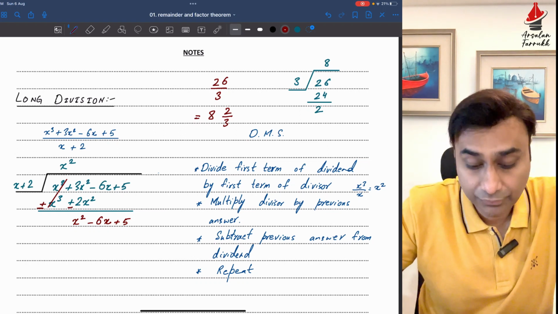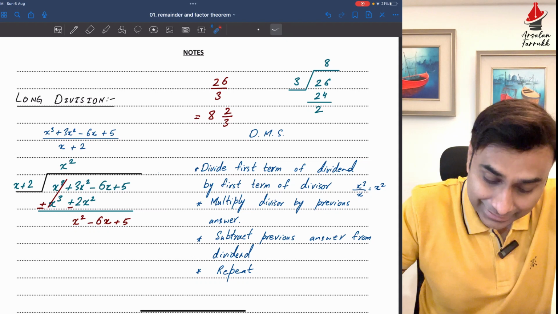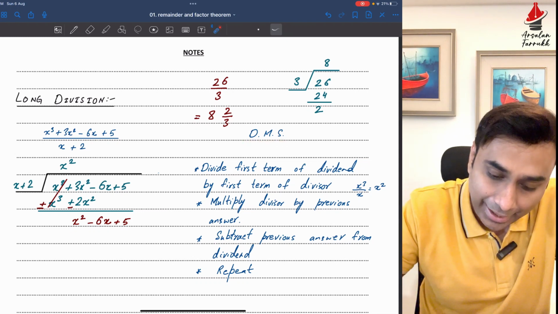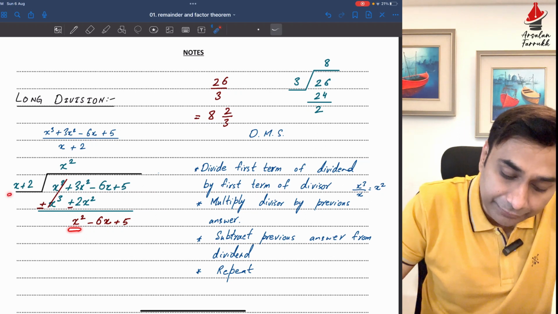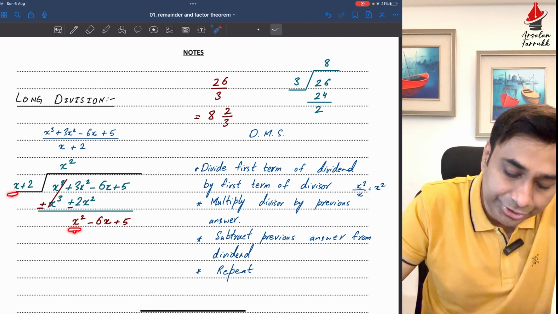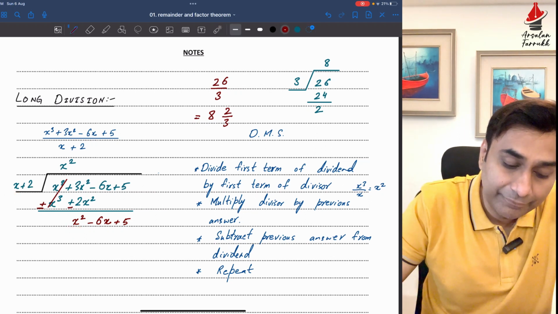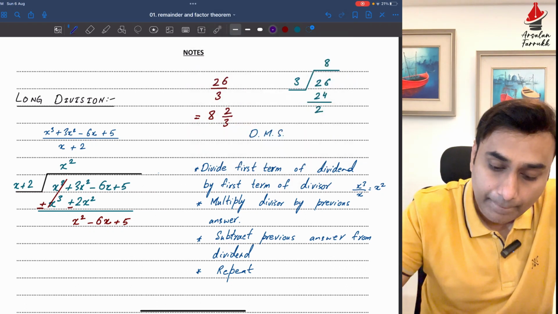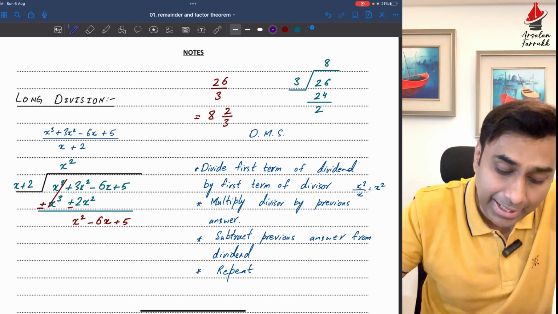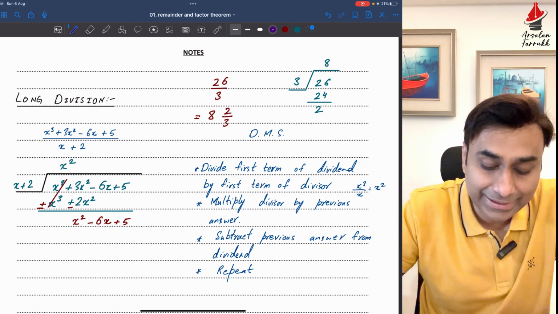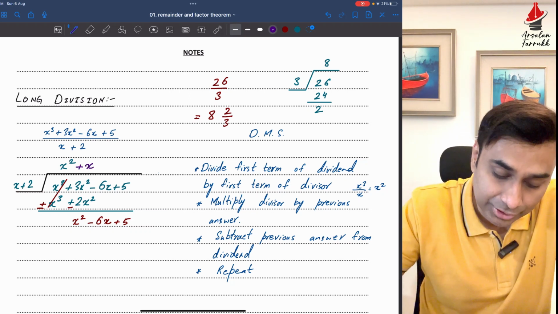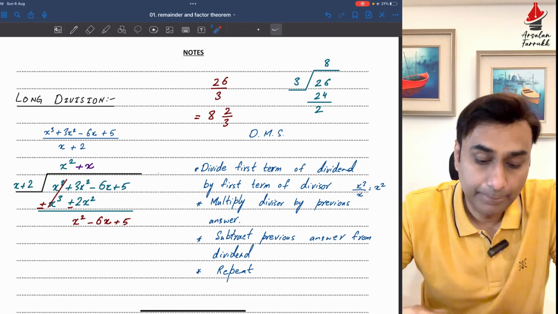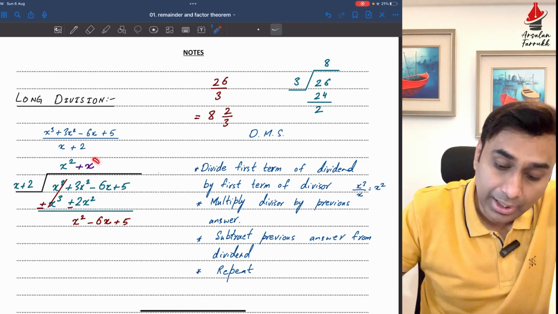Now we move on towards the next step. Again, I'm going to repeat this DMS. I will divide the first term here by the first term here. So x squared divided by x gives me x. So I write plus x over here. That's my second term of the quotient.